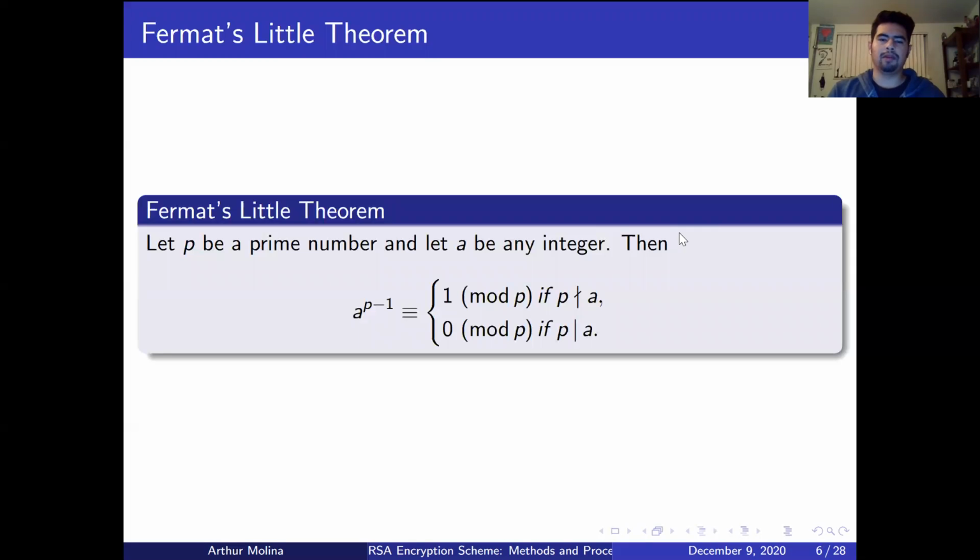We'll begin with Fermat's Little Theorem. If we consider p to be a prime and a to be any integer, then if we consider a to the power of p minus 1 and take the modular arithmetic with modulus p, we get 1 if p is not divisible by a, and we get 0 if p is divisible by a.